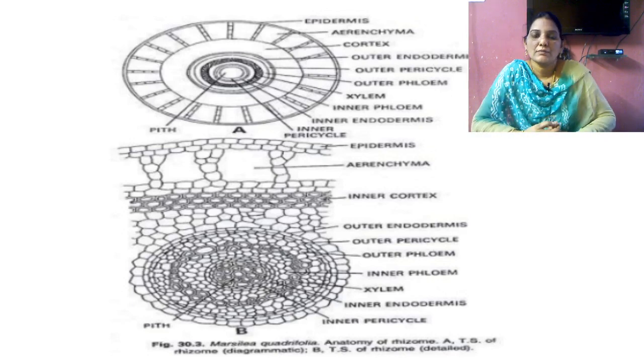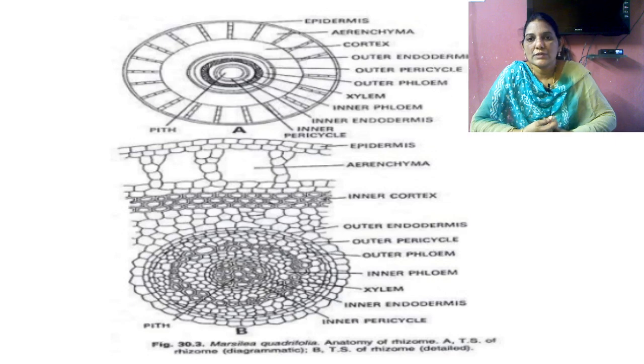Below the cortex, the stele is present. The endodermis separates the cortex and the stele. The endodermis is a single layer made up of parenchyma tissue. Next is the stele. Here the stele is amphiphloic stephanostele.